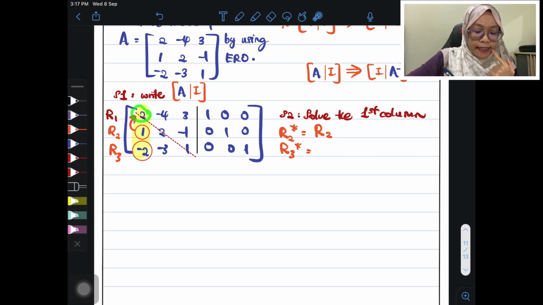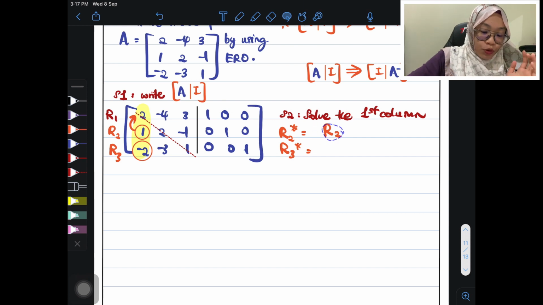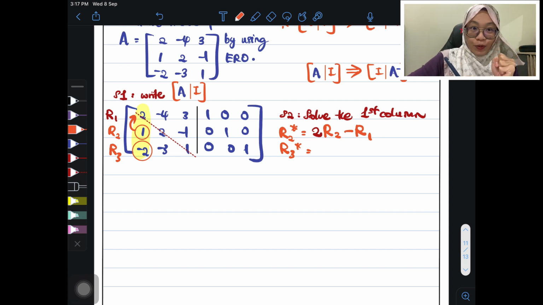Macam mana nak kaitkan dengan yang row 1? Jadi you must be smart. Untuk, yes, as I said, row 2 mesti dimulakan dulu sebab row 2 yang start. So row 2 lah yang akan ditulis dahulu. The thing is, you must have 2 row 2 minuskan dengan row 1, barulah you dapat 0.